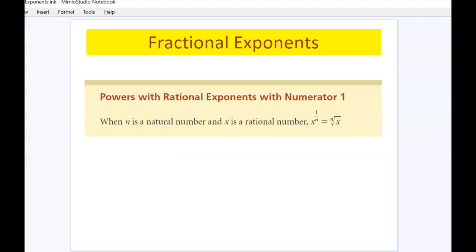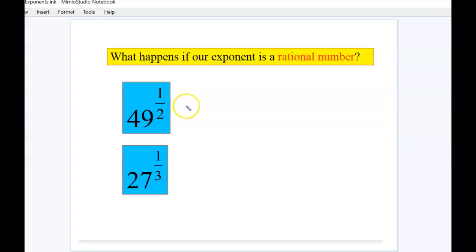Here is the basic rule for fractional exponents. When n is a natural number and x is a rational number, x to the 1 over n really means the nth root of x. So if we go back to this question, because the denominator of my exponent is 2, that really means the square root of 49.